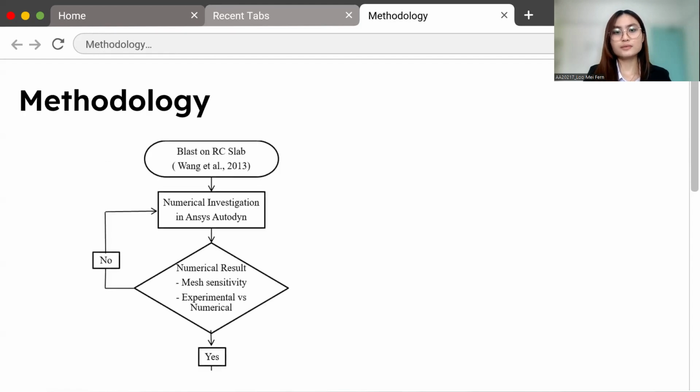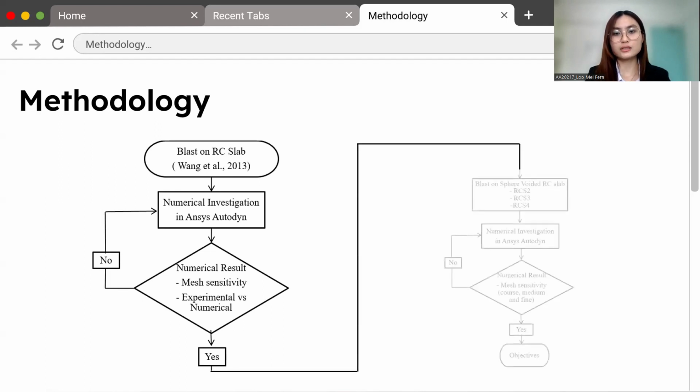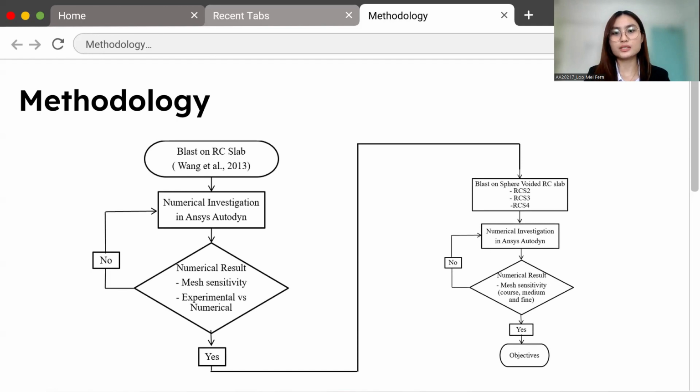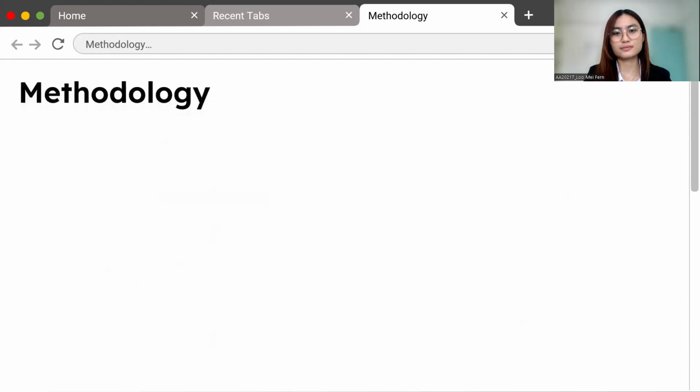Next is methodology. The research is divided into two sections. First, numerical modeling of a solid RC slab using ANSYS Autodyn based on 1-2030, with an accuracy of mesh sensitivity. If validated, proceed to the next section. Otherwise, repeat the same process until getting the same result as 1-2030. If validated, the second section simulates a sphere-voided RC slab using the same method as the solid RC slab.